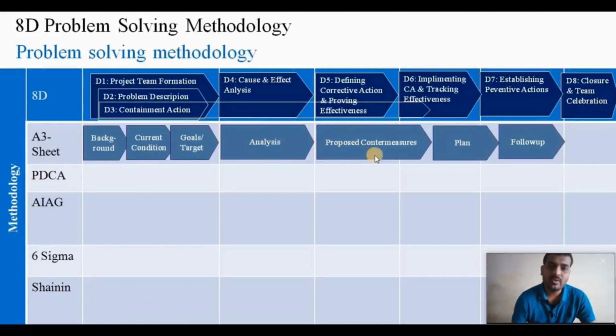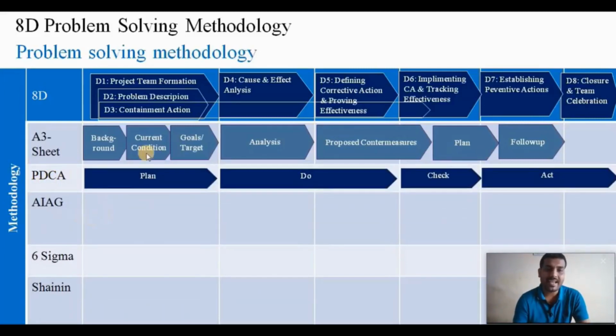Now we will go to the next, that is PDCA: plan, do, check, act. In the planning phase the problem description is defined, then in the do phase corrective actions are found out, then in the check phase those corrective actions are implemented, and in the act phase the output is controlled. So this is about the PDCA: plan, do, check, act.